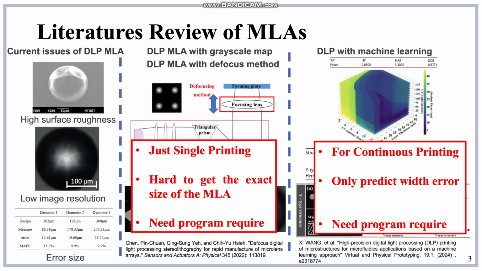Also, some researchers began applying machine learning to predict outcomes, but these models often only predict one parameter, such as lens width, or require complicated coding. This limited their practical use for experimentalists. So our work builds on these studies by proposing a more integrated and user-friendly system.